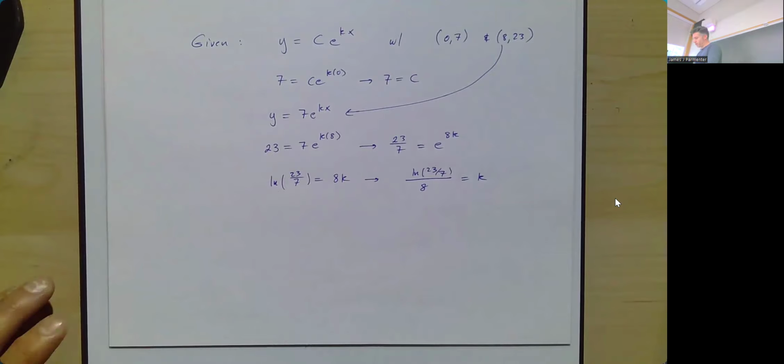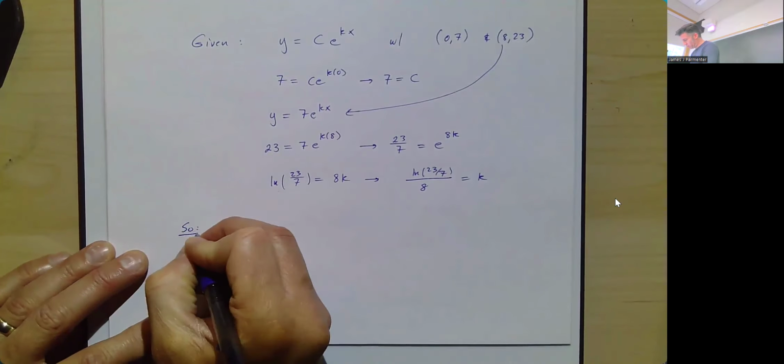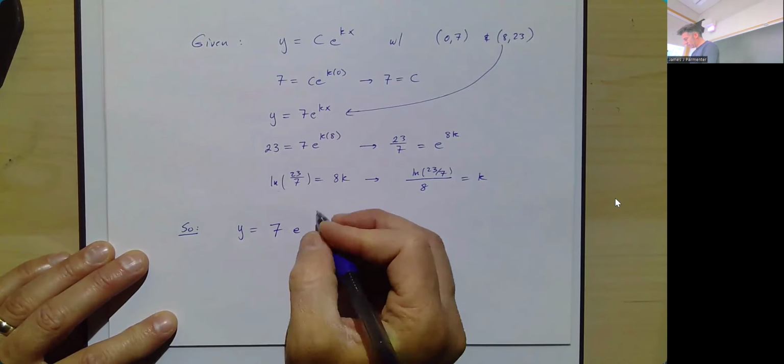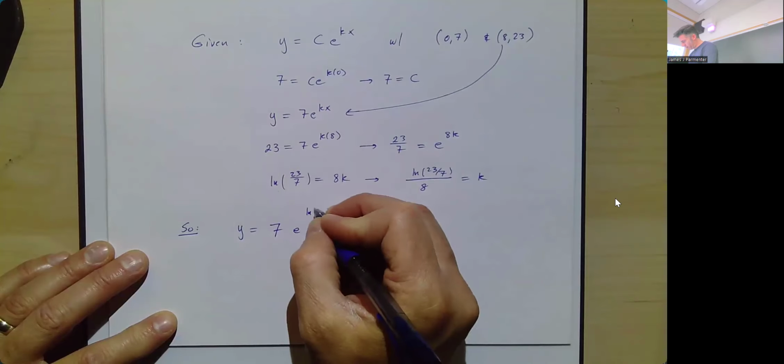And then we go back and write what y is. So we get that y is equal to c, which is 7, times e to the k x, which is this gross number over here.